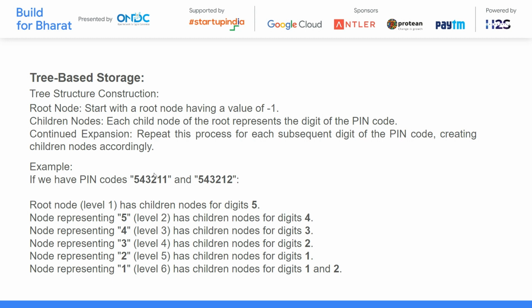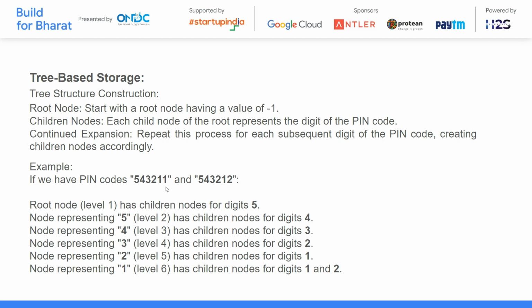So considering we have 543211 and 543212, in the root node's children section we will store 5, as it is the first digit in our pin code. In the node 5, we will store 4 because it is the second digit. The next digit will be 3, which will be stored as a child of 4. Again, we will store 2 as a child of 3, and we will store 1 as a child of 2.